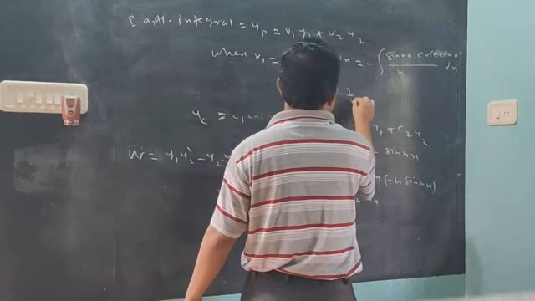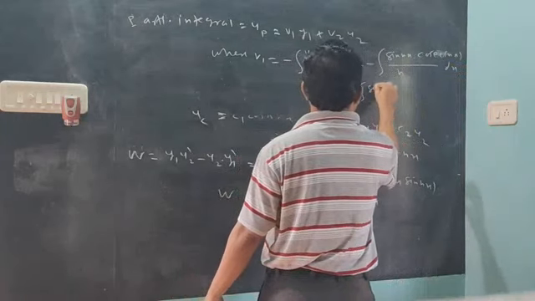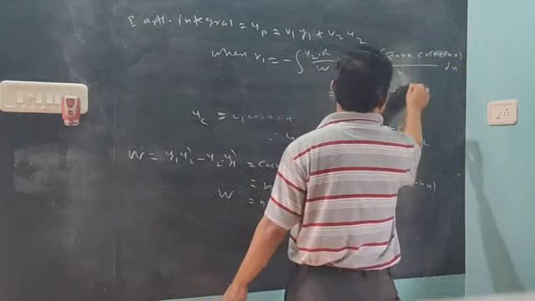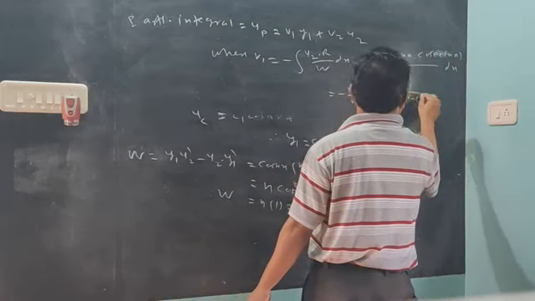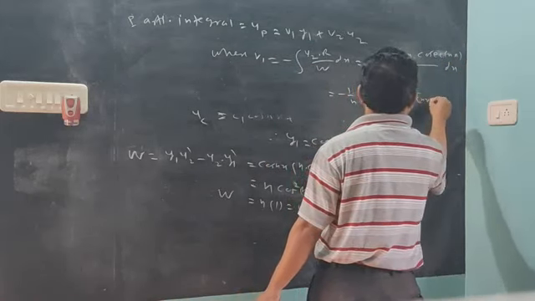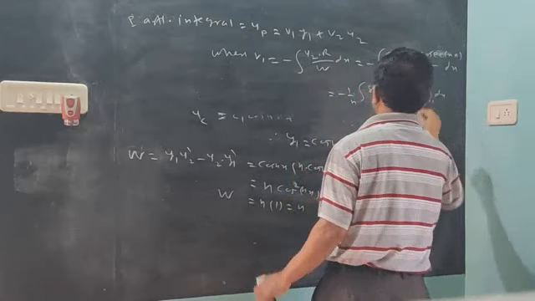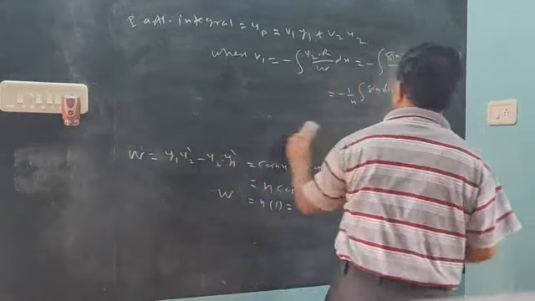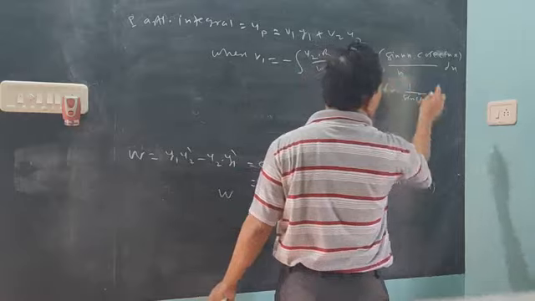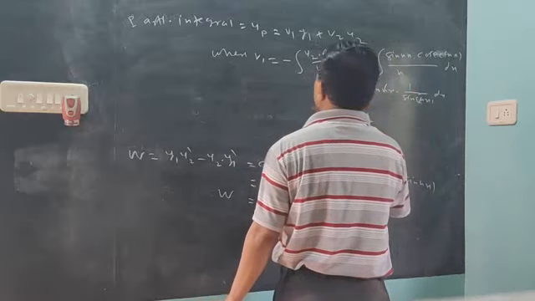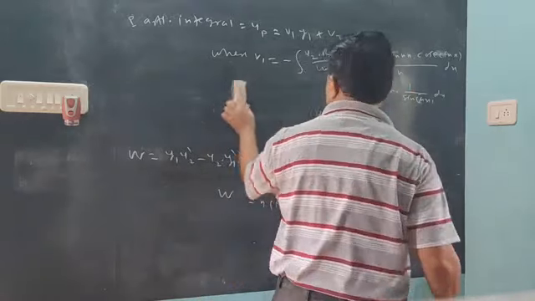So minus 1 upon n, outside, sin nx times cosec nx, that is sin nx times 1 upon sin nx, which is 1. The integral of 1 dx is x. So V1 is minus x upon n.